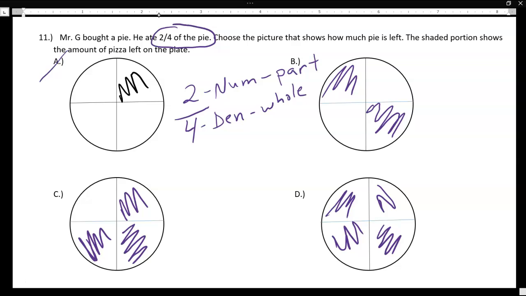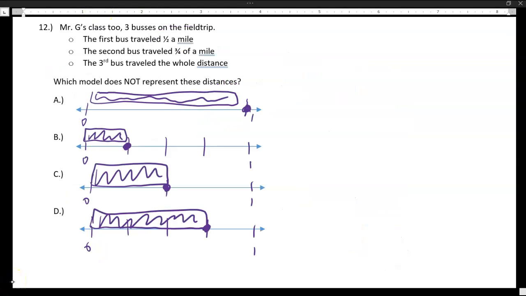Right. Only one shaded. What about B? Yes. Okay, I thought you were talking about C. What about C? No, it's one more. It's 3 shaded. What about D? No. It's all shaded. So our answer is B.